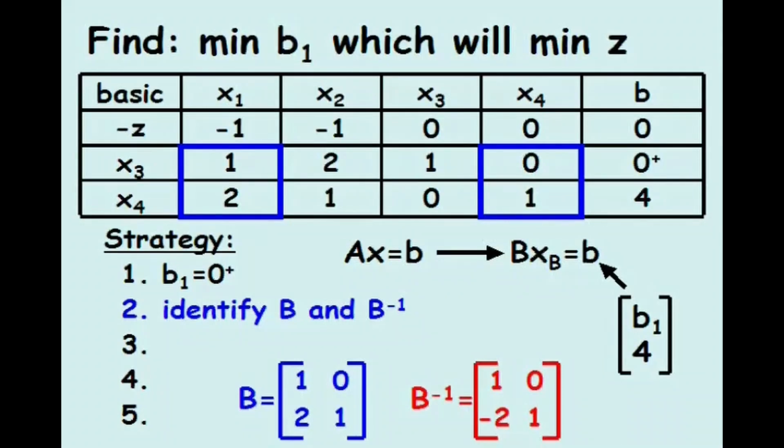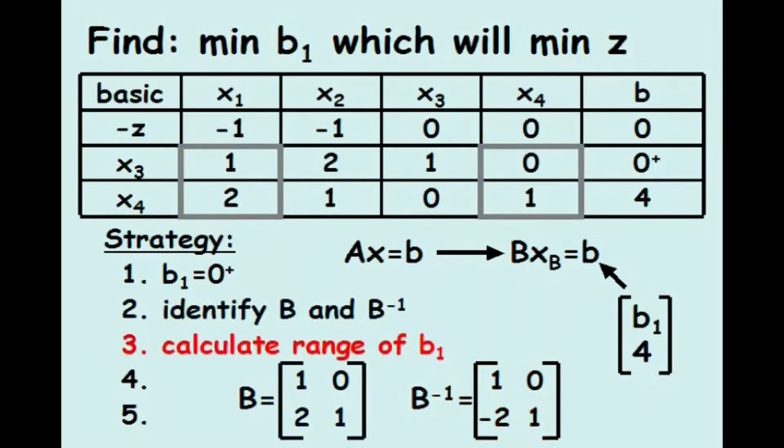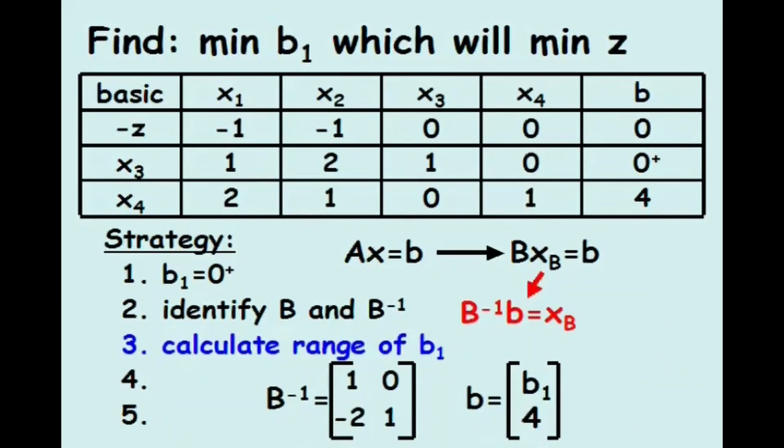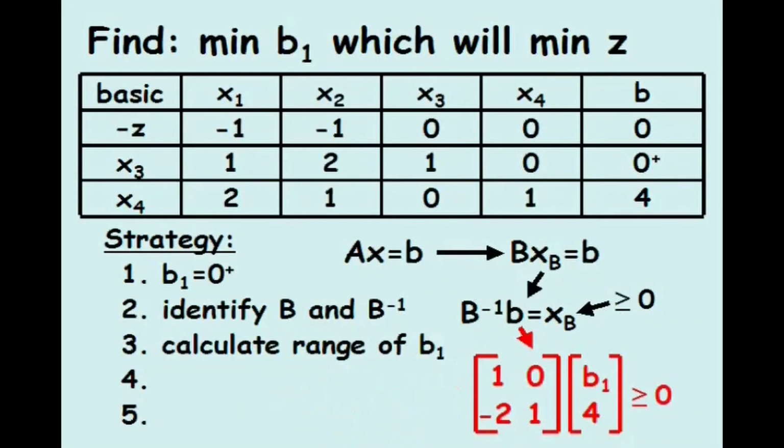The third step is to calculate the range of b1 values which are feasible for the basis B. To do so, we'll solve for xB, which equals B inverse b. After plugging in matrix B inverse and vector b, and knowing that xB is non-negative, we can calculate the range of b1 as at least 0 and at most 2.